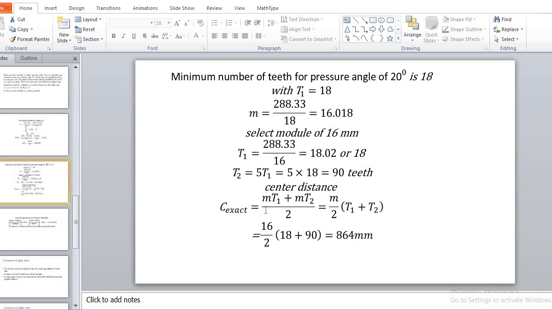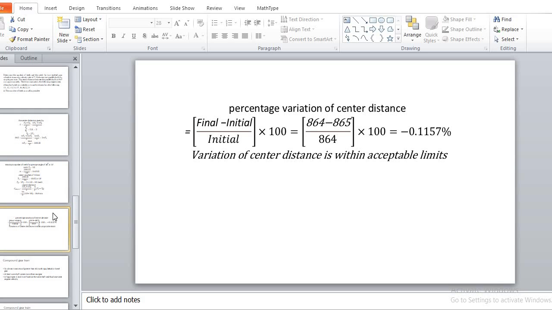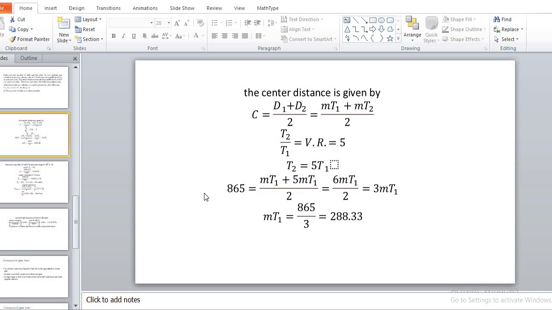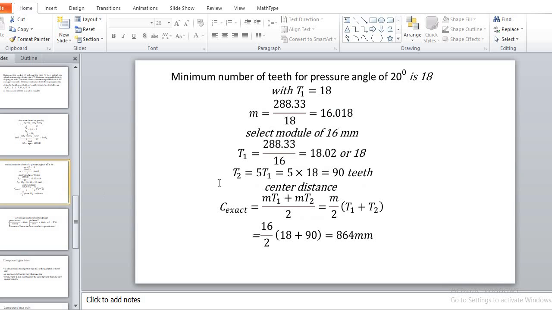And now we can calculate the center distance as (m t1 plus m t2) divided by 2. So m is now 16, and T1 and T2 are 18 and 90. So it becomes 864 millimeter. Previously we considered the center distance as 865, and the new center distance, due to this approximation, by considering whole numbers of teeth and the module from the data, changes to 864.